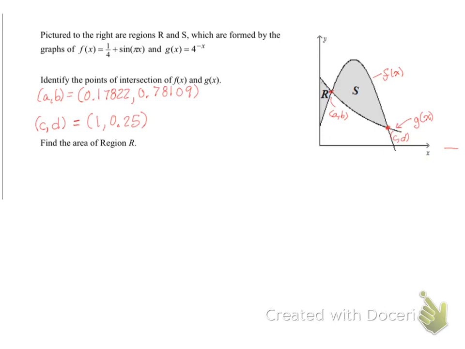So region R here, which one is the top function? Well, the top function is g of x. So our integral is going to be g of x minus f of x. And which x values are we looking between? Well, this is 0, and this first x value here is a. So we're going to go from 0 to a, and a is our 0.17822. If you punch that into your calculator, you should get 0.065.